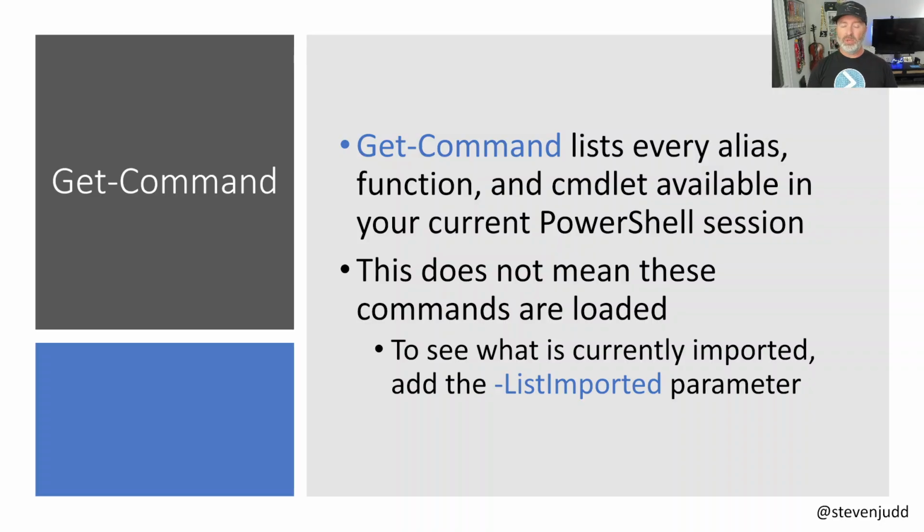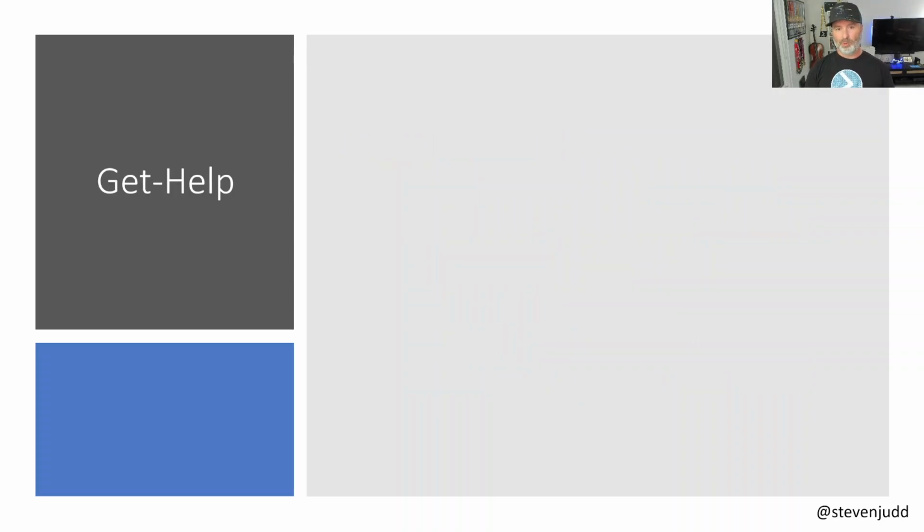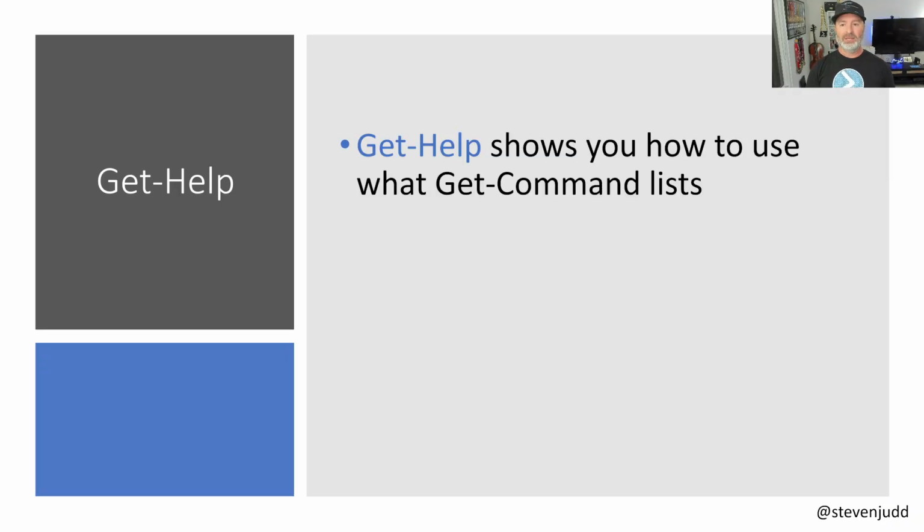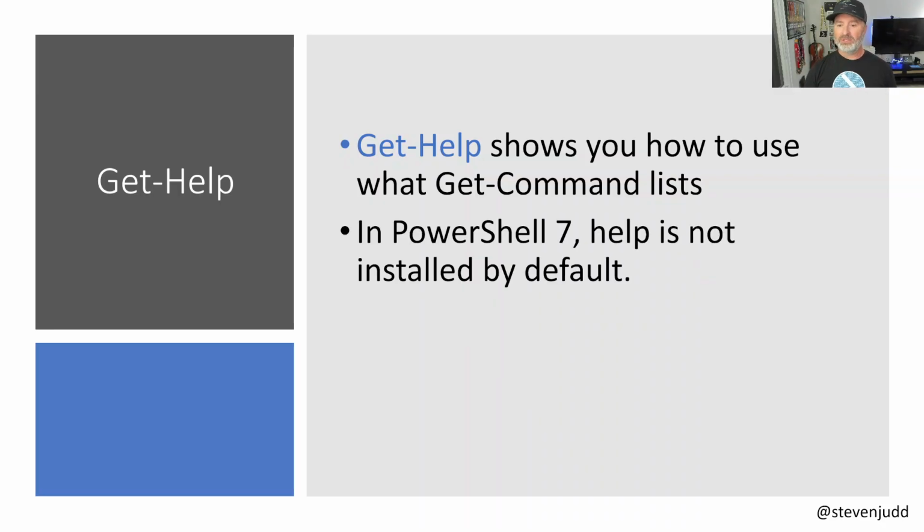So number 2 in the tripod is Get-Help. What Get-Help does is it shows you how to use what Get-Command lists. So Get-Command shows you what you have available to you. Get-Help will show you what you can do and how to use each one of those commands. In PowerShell 7, you need to know that the help is not installed by default. And so what you'll get is stub help, like a small automatically generated help, but it's not going to give you the information you want.